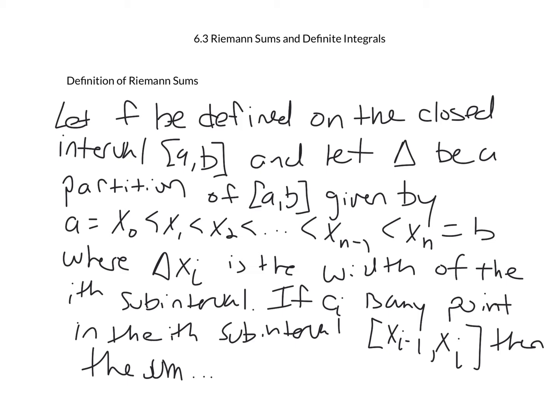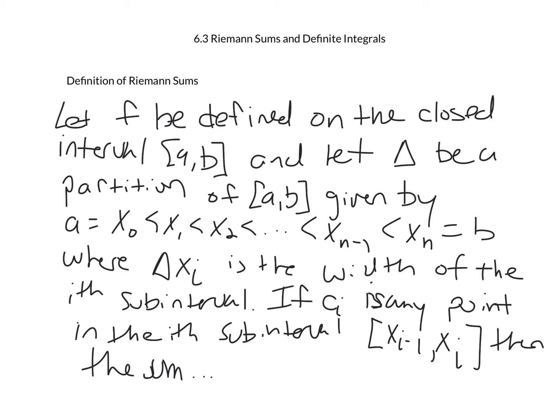If c sub i, this right here is c sub i, is any point in the ith subinterval, being x sub i minus 1 comma x sub i, then the sum.